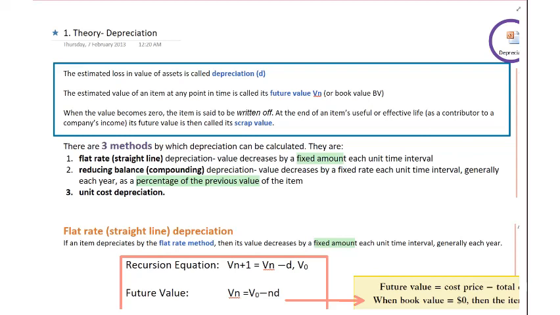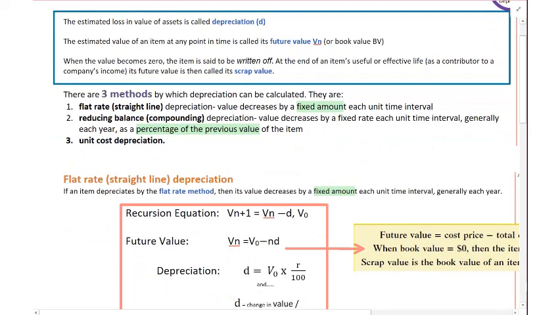So, after a year, the car that I've just bought for 35 grand is going to be less than what I paid for it. That's what we call depreciation. This estimated value at any point in time is called its future value, which is what we're going to call VN in this case. And sometimes it's also called book value. So if a question is referencing book value, it means future value. Okay. When the value becomes zero, the item is said to be written off, so it's not worth anything anymore.